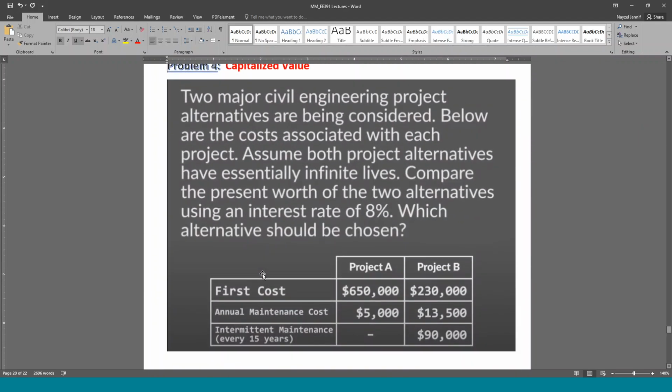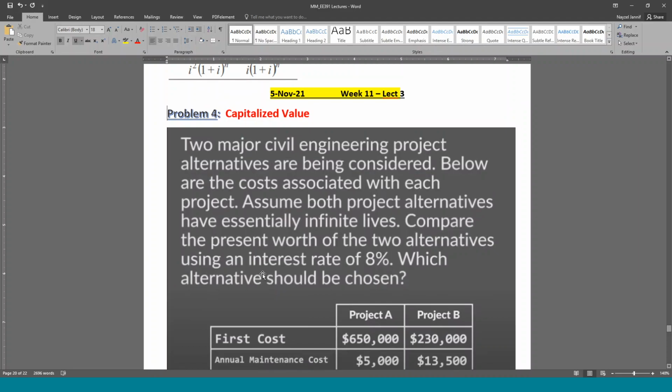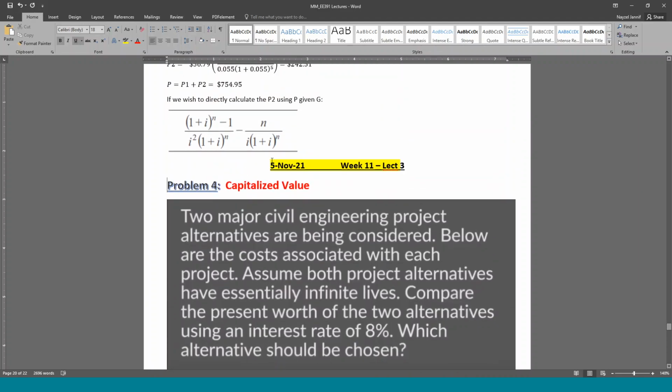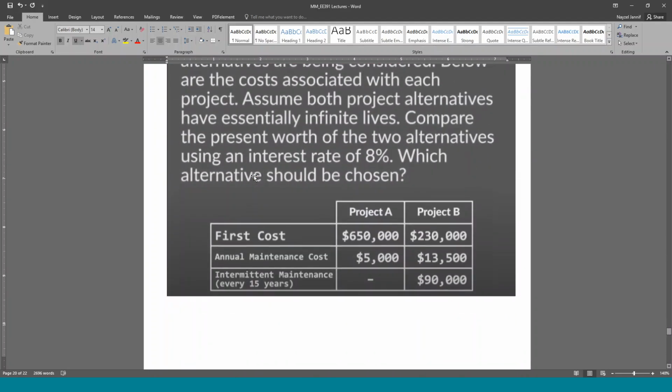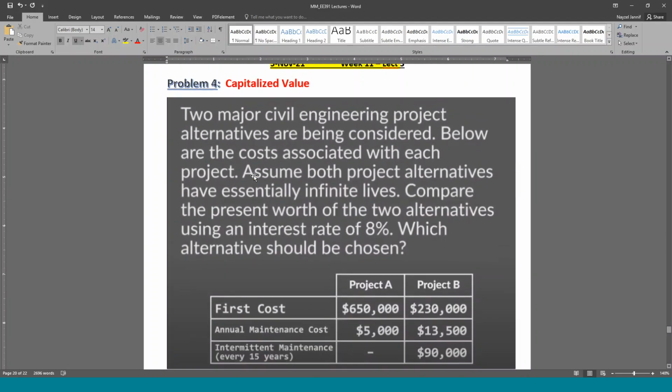Now, let us apply our knowledge and actually get some benefit out of all these different types of things which we were learning. Let's have a look at this problem here. I'm going to read the problem out.